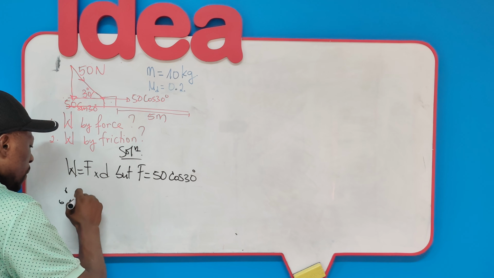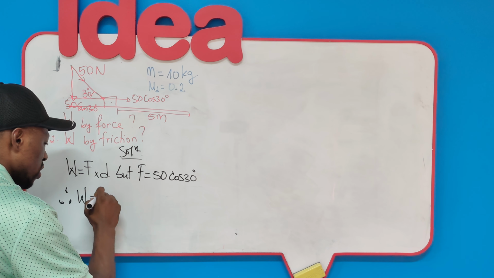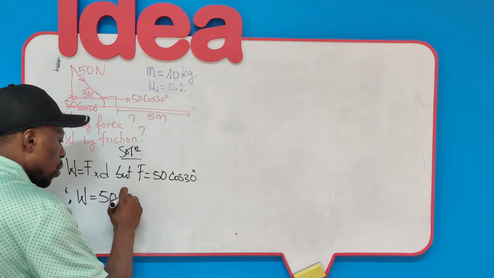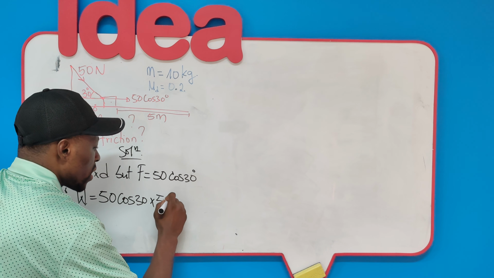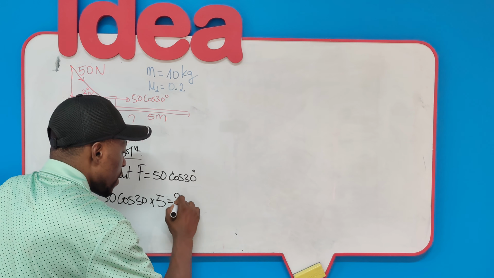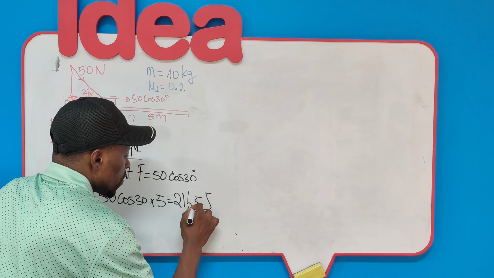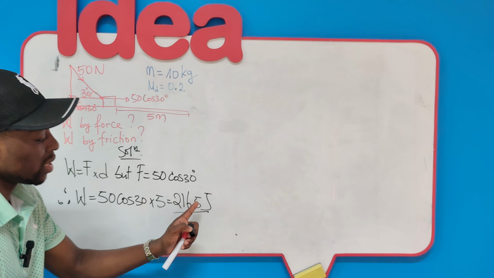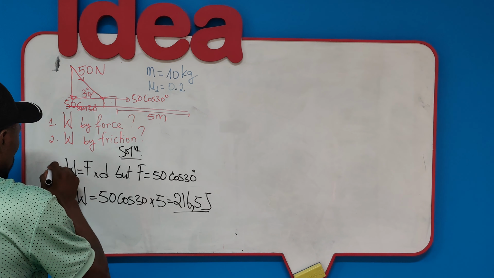Therefore, the work done by this applied force is equal to the force we just obtained, 50 cos 30 degrees, times the distance covered. If you punch this correctly, you should have 216.5 joules, dear friends, because the SI unit for work is the joule. This was question 1.